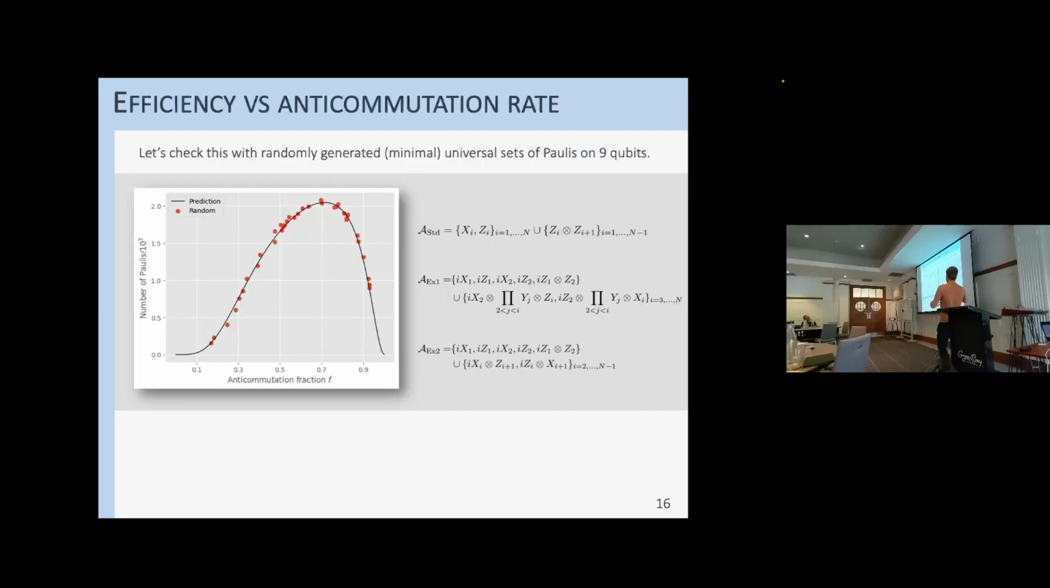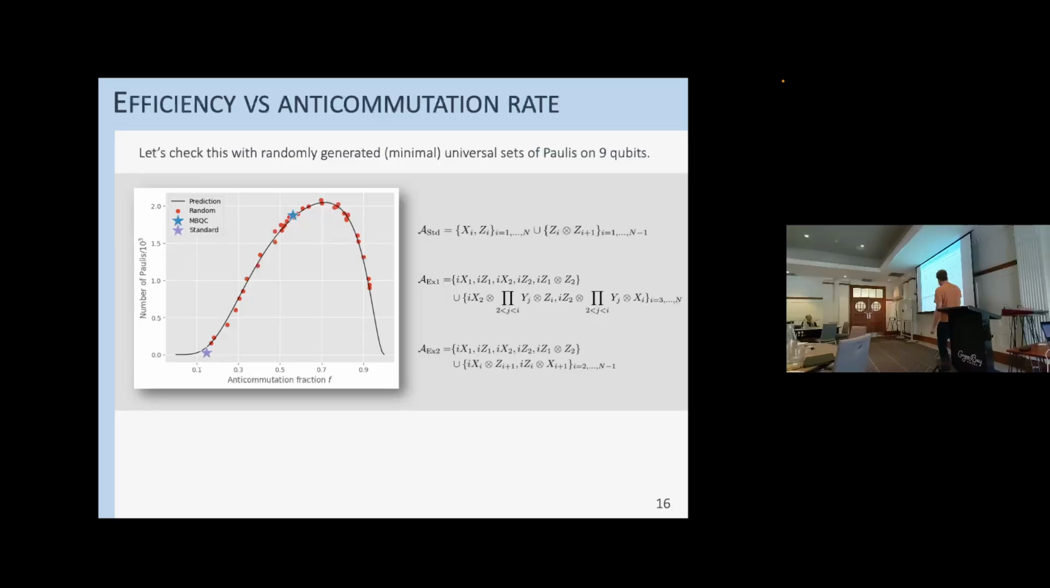Now we can also analyze the various examples I've given you on this plot. So this is the standard gate set. In the standard gate set, which is right here, every poly only anti-commutes with a constant number of the rest, right? This X_i only anti-commutes with Z_i for the same i, and like 2 of the neighboring ZZs, and so on. And so the anti-commutation fraction actually goes to 0 in the limit of large system size, and so accordingly we're down here, so very low fraction and also very slow growth. So standard gate set sucks.